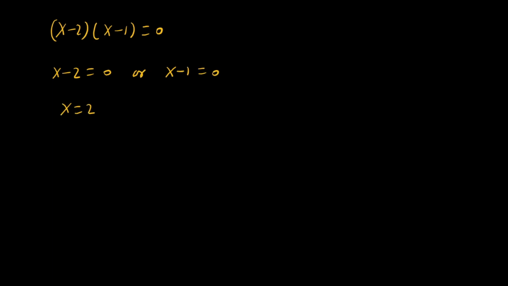The product of x − 2 and x − 1 equals 0, so x − 2 = 0 or x − 1 = 0. The value of x is 2, and the value of x is 1. Here we have two possible values of x: the first value of x is 2 and the second value of x is 1. This is our final answer.